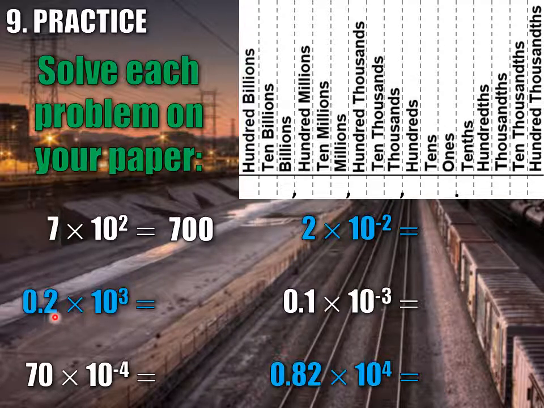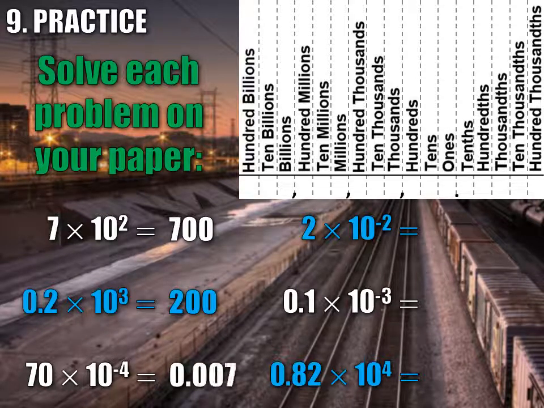The number 0.2 is in the tens place, and times 10 to the third power means we need to get 3 spaces larger. So starting from the tens place, we'll move 3 spaces, 1, 2, 3. Now we're in the hundreds place, which means the answer is 200. For 70 times 10 to the negative 4, it's 0.007. So notice what we did. We started with the 7 in the tens place, and we got 4 spaces smaller. 7 in the tens place, 1, 2, 3, 4 places smaller. We're in the thousandths space.